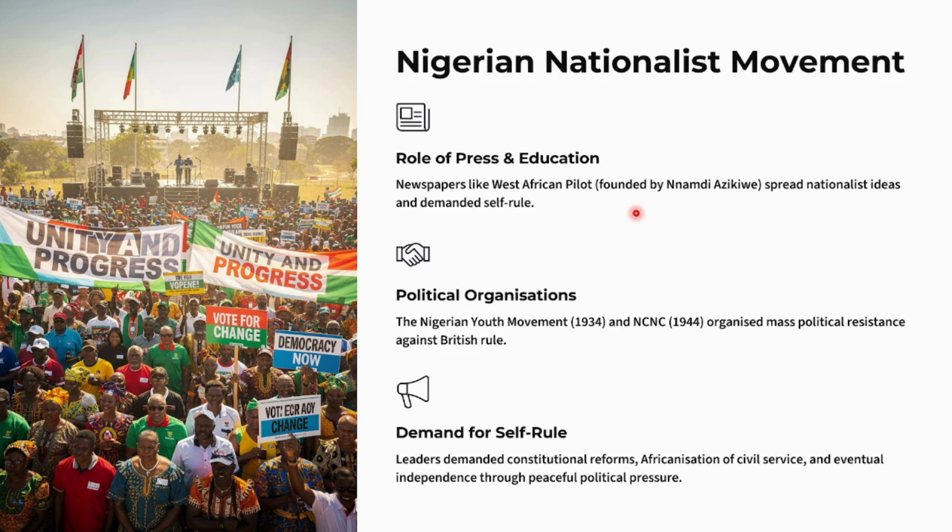It was founded by Nnamdi Azikiwe, so he spread the nationalist ideas and demanded self-rule. Then political organization: the Nigerian Youth Movement in 1934 and the NCNC in 1944 organized mass political resistance against British rule. So they demanded self-rule. Leaders demanded constitutional reforms, Africanization of the civil service, and eventual independence through peaceful political pressure. This is about the Nigerian nationalist movement.